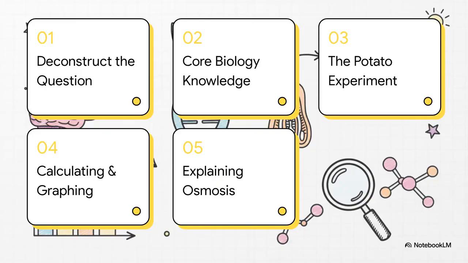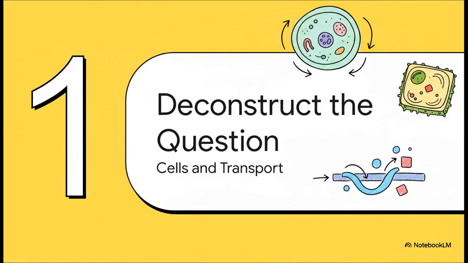So, here's how we're going to do this. First, we'll break down the question. Then we'll hit the core knowledge parts, look at the potato experiment, crunch some numbers, and draw a graph. And finally, we'll tackle that big osmosis explanation. Let's go.